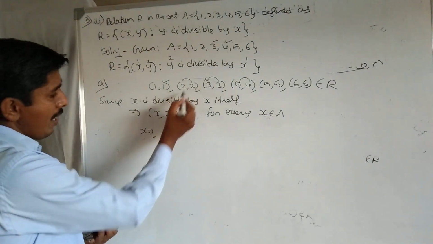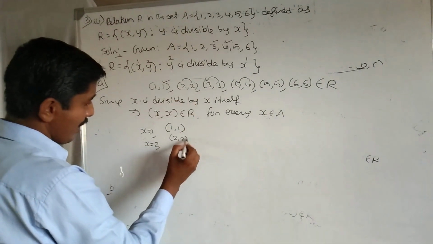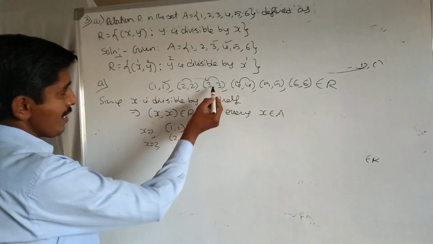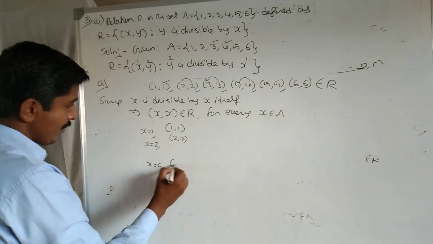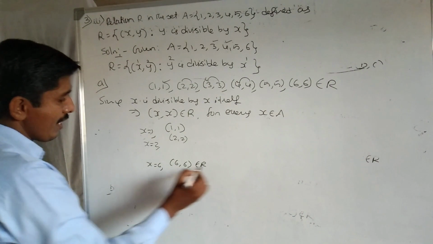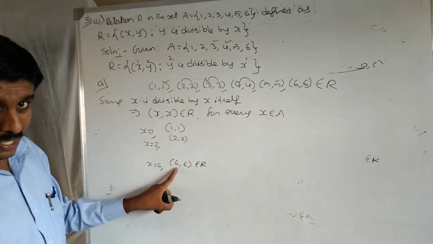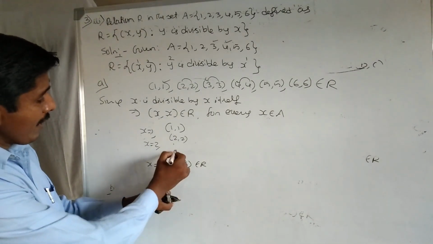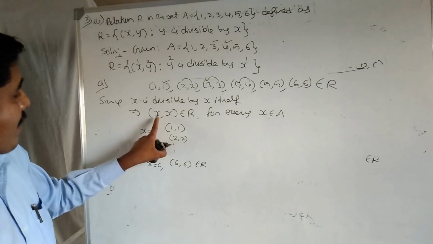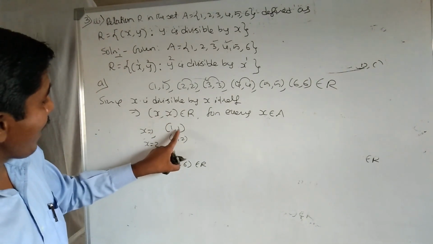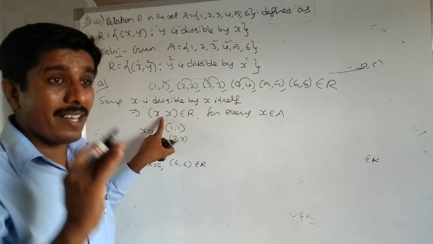Next, x equal to 2 means (2, 2) belongs to relation. Next, x equal to 3 means (3, 3) belongs to relation. x equal to 6 means (6, 6) belongs to relation. Here every element of the set is related to itself. Therefore, it is reflexive. Instead of writing these 6 elements, we can write like this: (x, x), first and second elements are equal. Reflexive means every element is related to itself, not related to another element.